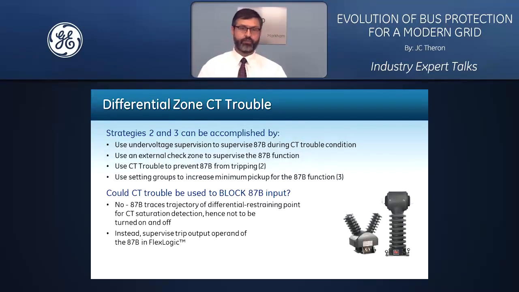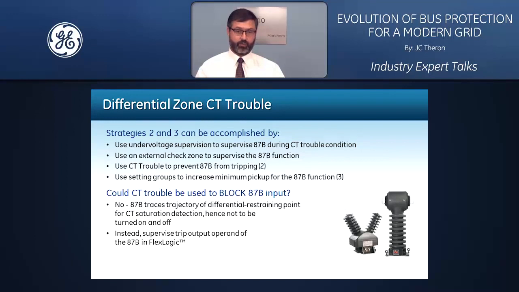Now, strategies 2 and 3 can be accomplished by using undervoltage supervision to supervise the differential during CT trouble, use an external check zone to supervise the differential, or use CT trouble to prevent the differential from tripping. Another option is raise the settings by switching to a different settings group with much higher settings.